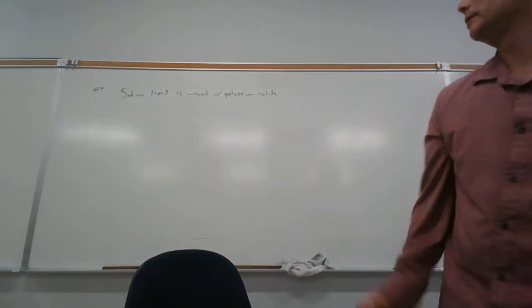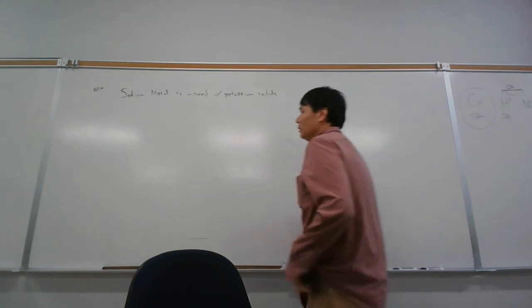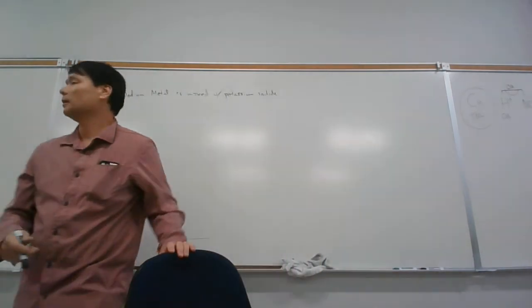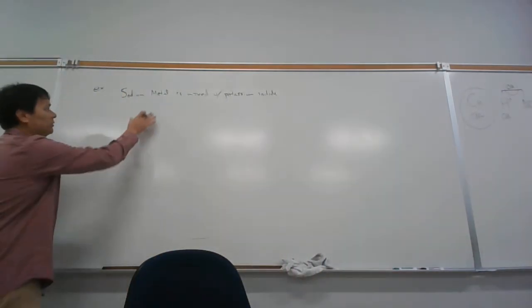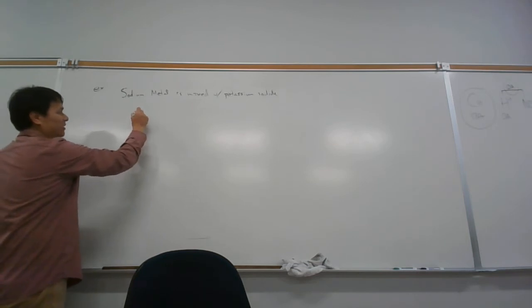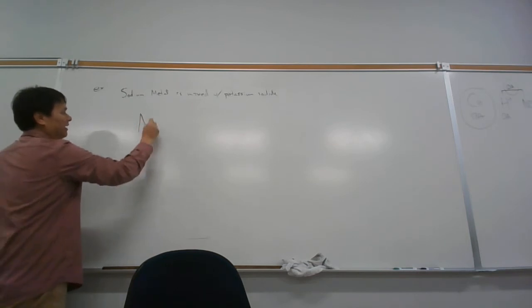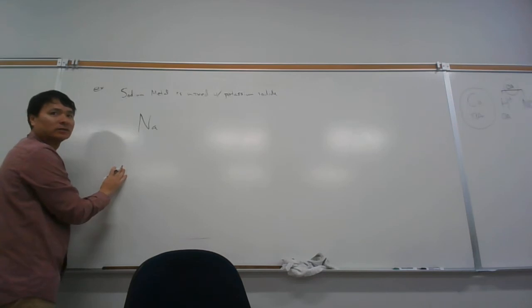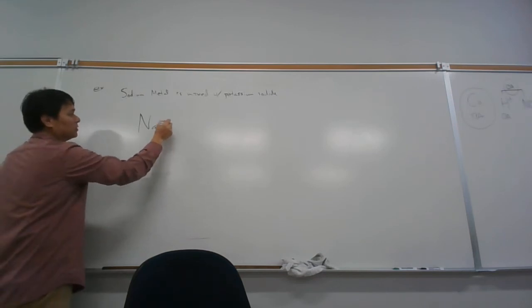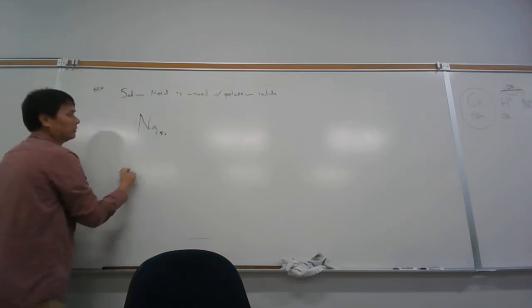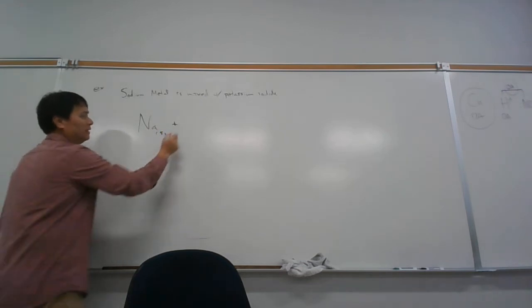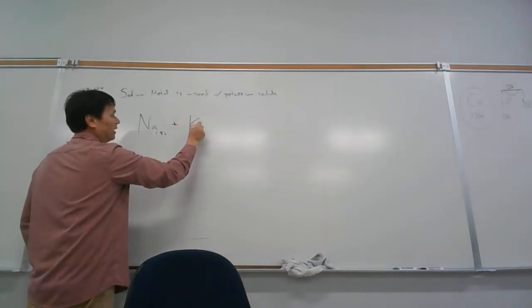Normally, the way we do it is, let me show you here. Sodium metal, what was the formula you got for sodium metal? Na. Solid, liquid, gas? Solid. Charge? No charge. Potassium iodide? KI.